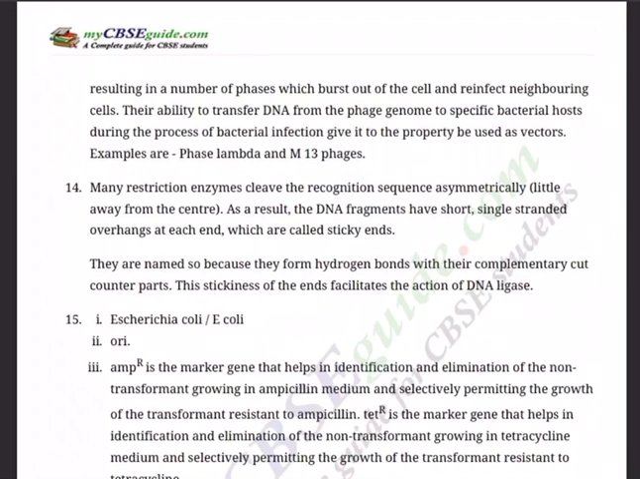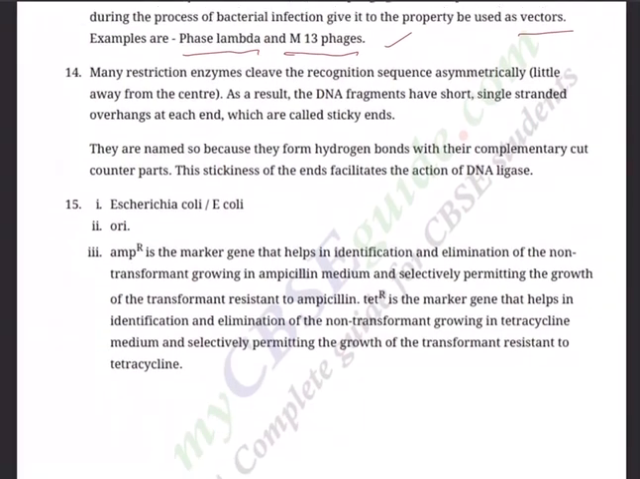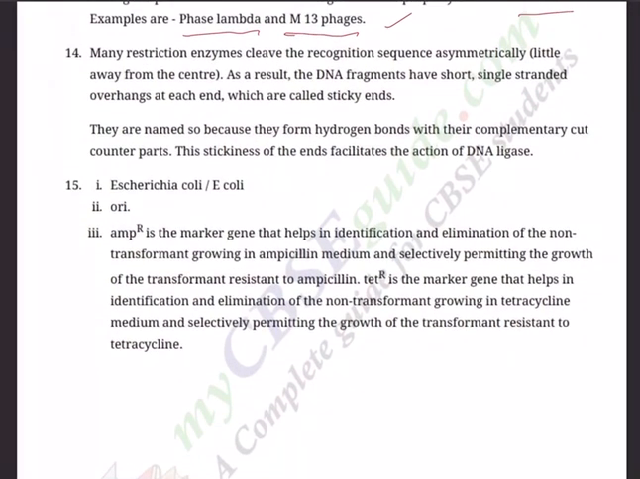Their ability to transfer DNA from the phage genome to specific bacterial hosts during the process of bacterial infection gives them the property to be used as vectors. Examples are phage lambda and M13 phages. Question number 14, we move on. Many restriction enzymes, of course they are molecular scissors we said, cleave the recognition sequences asymmetrically, a little away from the center. As a result, DNA fragments have short, single-stranded overhangs at each end which are called sticky ends. Again, a diagram is required. Draw the diagram here.